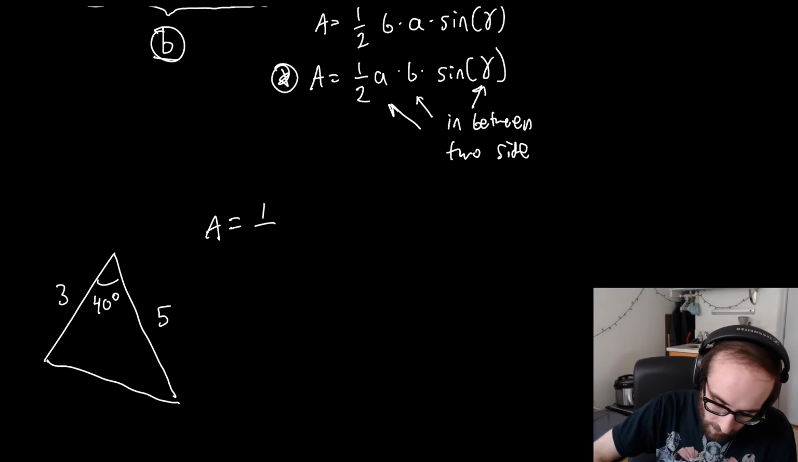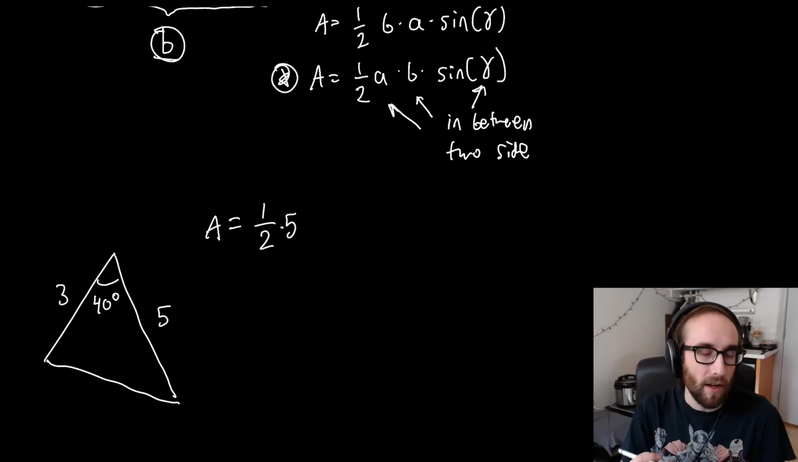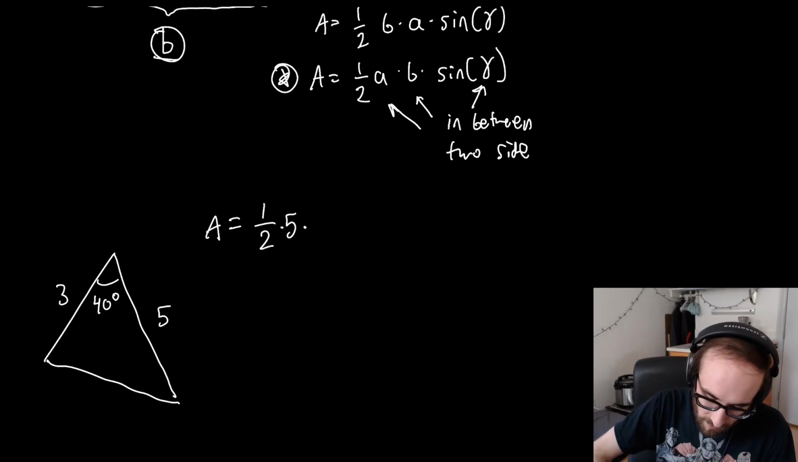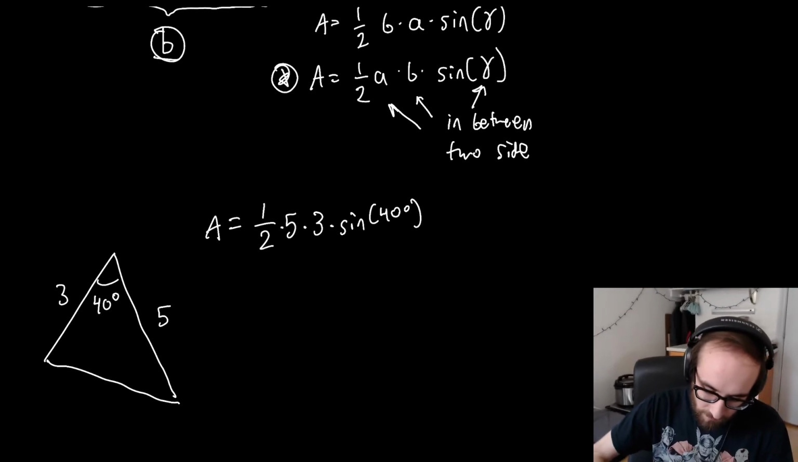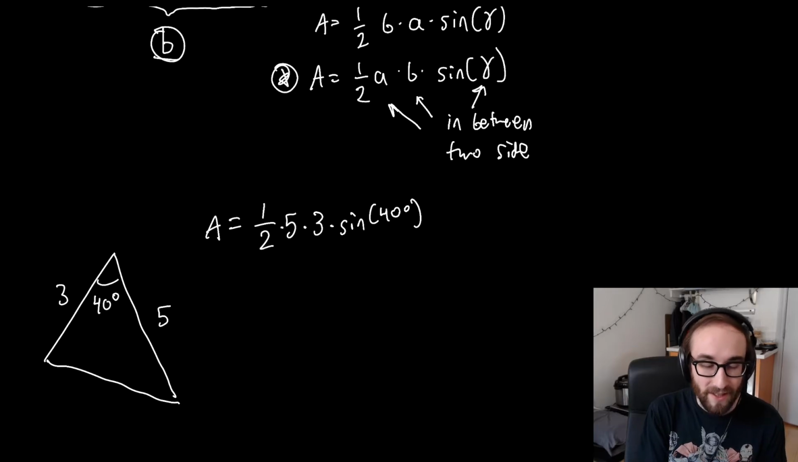We can use our area equation, 1/2 times the base, which we could set it, it doesn't matter which one we set as A or B, so we'll just do 5 times 3 times sine of 40 degrees. And then we can just use our calculator to simplify. So sine of 40 degrees gives us about 0.642.